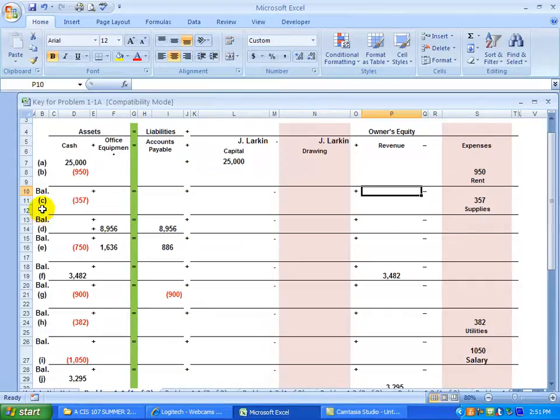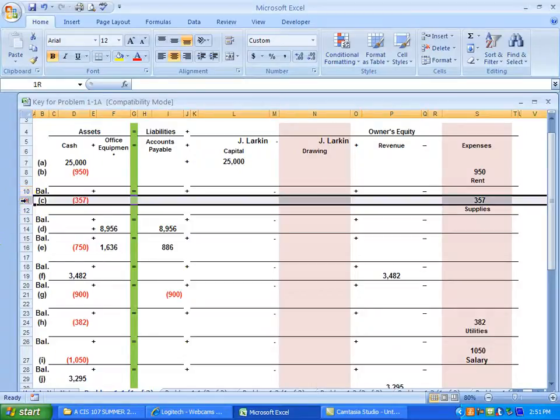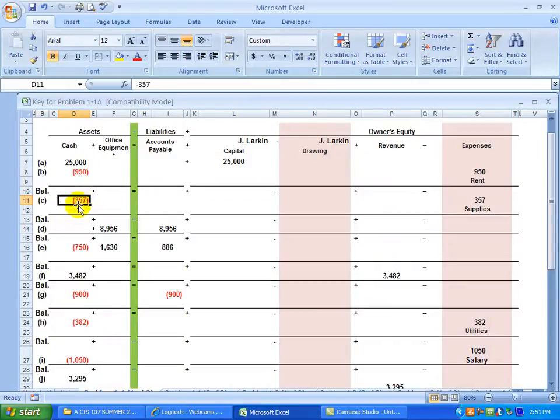Looking at letter C, we bought supplies for cash, $357, wrote check 1002 for supplies expense. Okay, here's transaction C. Cash is going down, so it would be a minus 357. Cash, we're spending it. We're spending it on supplies, which is an expense. So the supplies expense is a positive number.